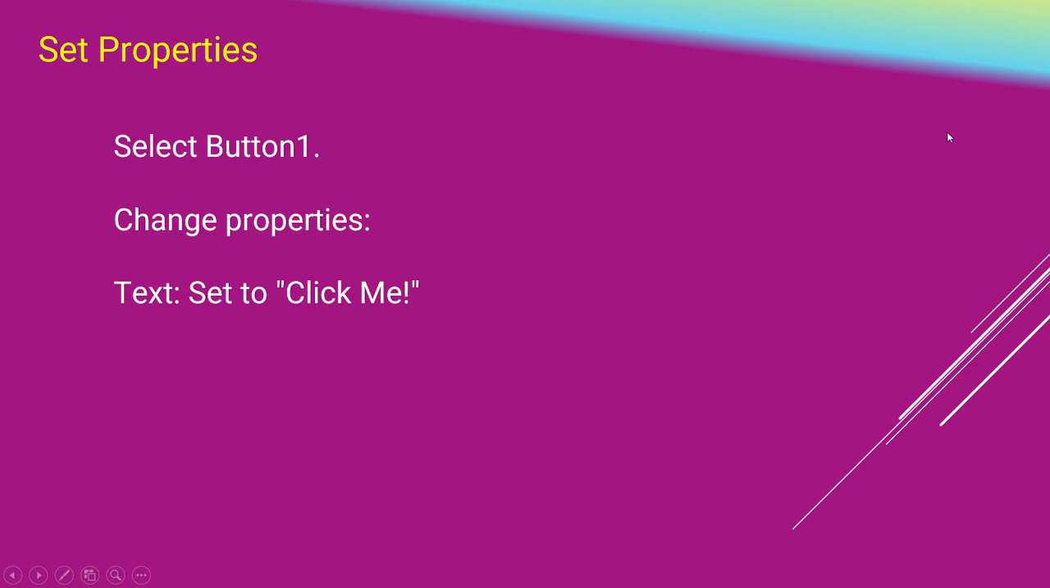With the button control selected, let us change its properties. In the Properties window, set the text property to Click Me. This will provide a clear prompt for users to click the button, enabling user interaction.